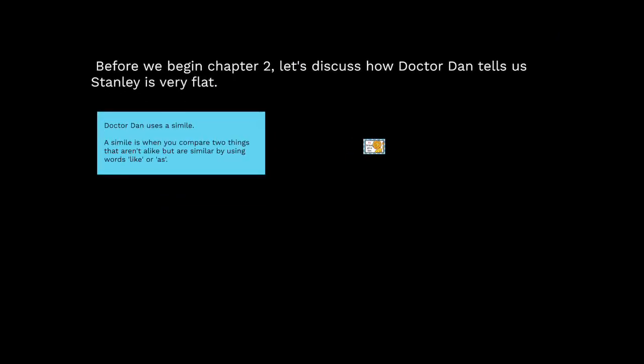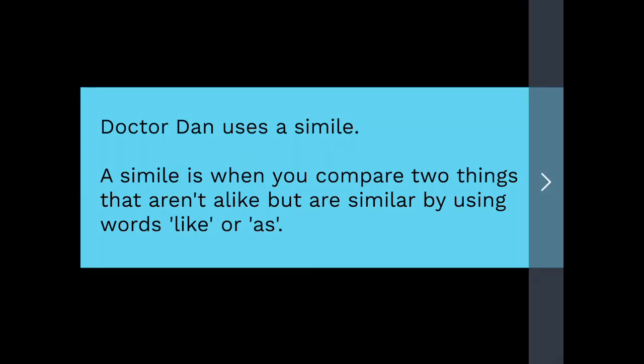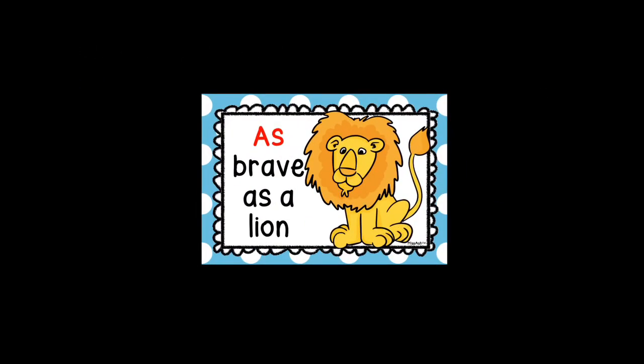Before we begin chapter 2, let's discuss how Dr. Dan tells us Stanley is very flat. Dr. Dan uses a simile. A simile is when you compare two things that aren't alike but are similar by using words like or as. For example, as brave as a lion. When we call someone as brave as a lion, does that mean they are a lion? No, that means they are just as brave and strong as a lion. That is a simile.